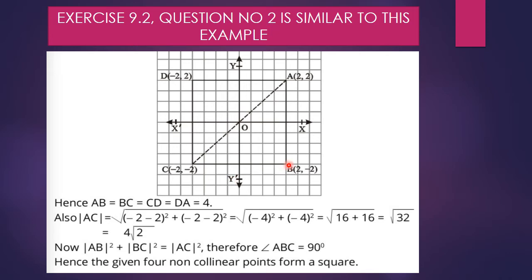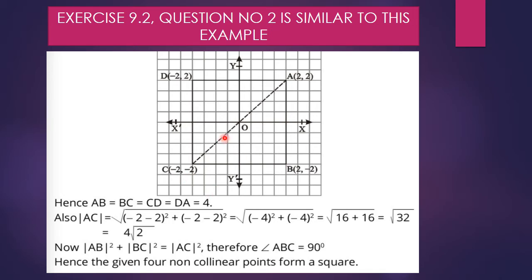If it is of 90 degree, then AC will be hypotenuse. So what we are going to find out? We are going to find out this length first, AC, by using distance formula. The measurement of AC is 4 under root 2. Now, if it satisfies the Pythagoras theorem, then the angle ABC will be of 90 degrees.